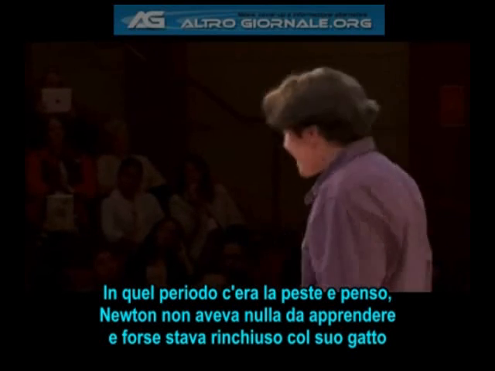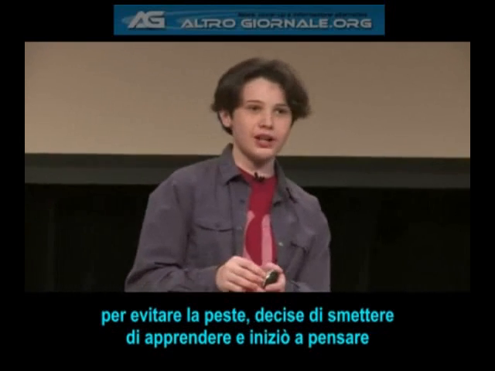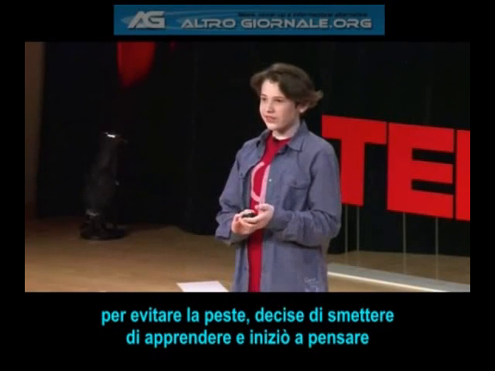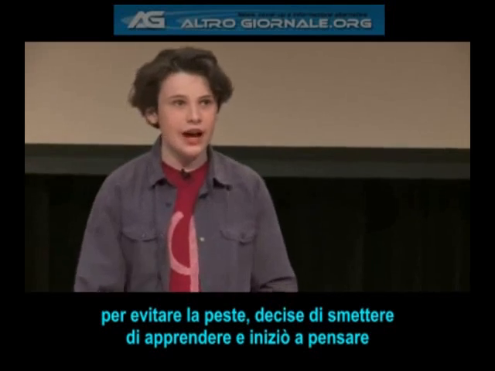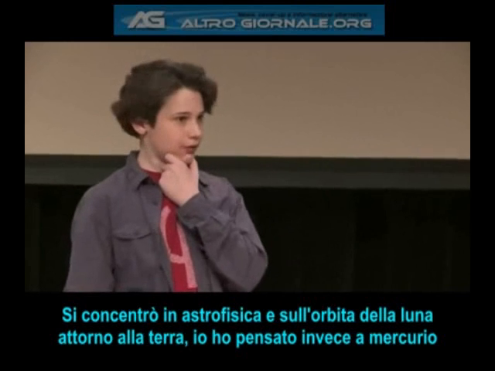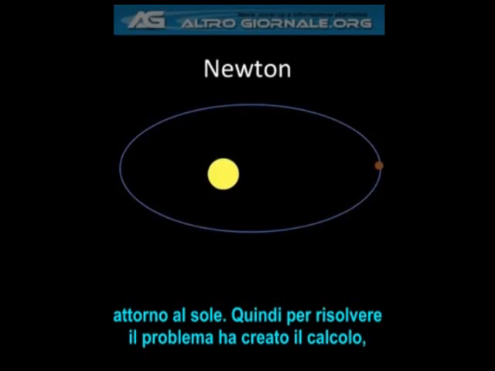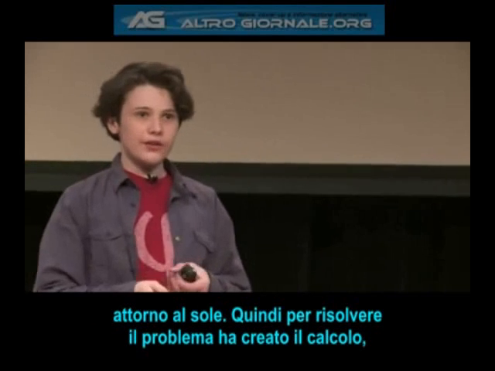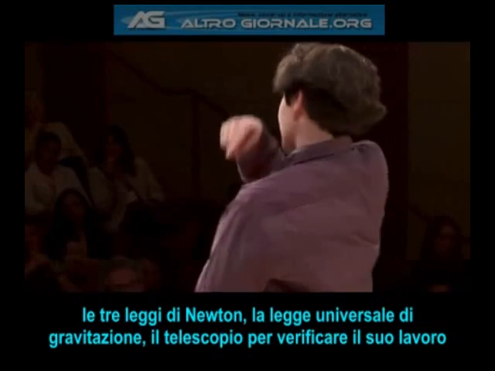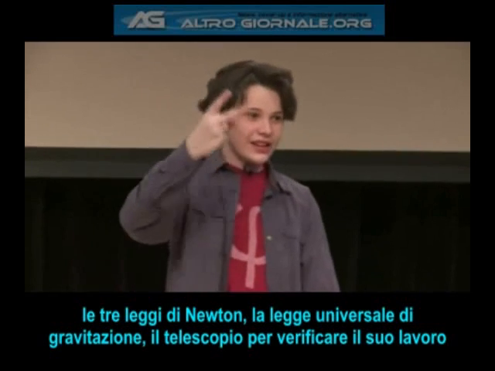So Isaac Newton didn't have a way to learn. He had to stop learning, and he was probably hiding in a dormitory with his cat running from the plague. Now, while he was doing this, he decided he had to stop learning, but he didn't want to stop thinking. Okay? So because of that, he was thinking about this problem in astrophysics. And specifically, I think he wanted to calculate the motion of the moon around the Earth. So I sort of revamped that problem into the case of Mercury around the sun. So, okay. What he did was, in order to solve this problem, he created calculus, Newton's 3 laws, the universal law of gravitation, the reflecting telescope to check his work, and optics, and all this crazy stuff. In that 2 years that he had stopped learning.